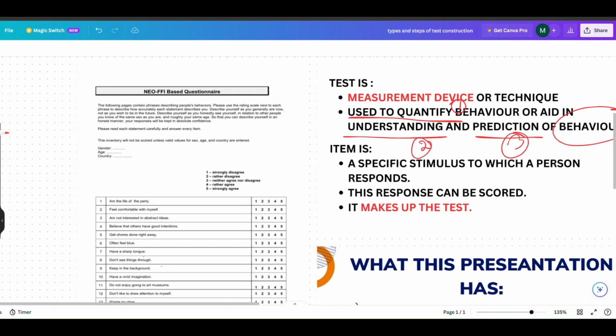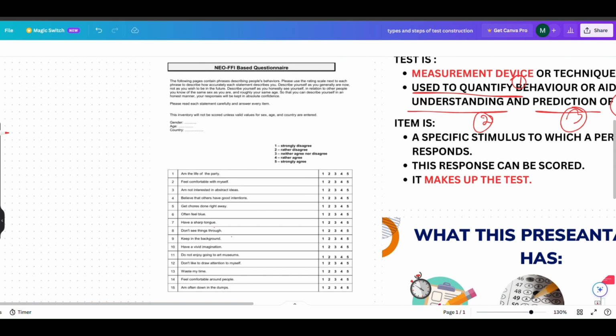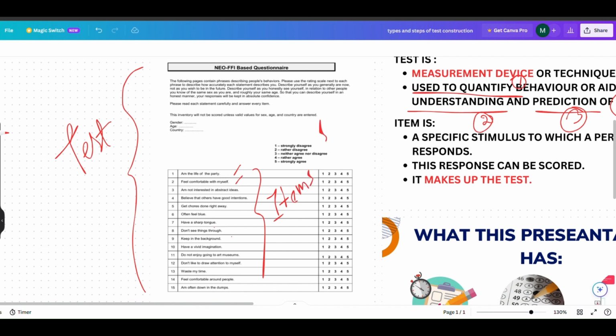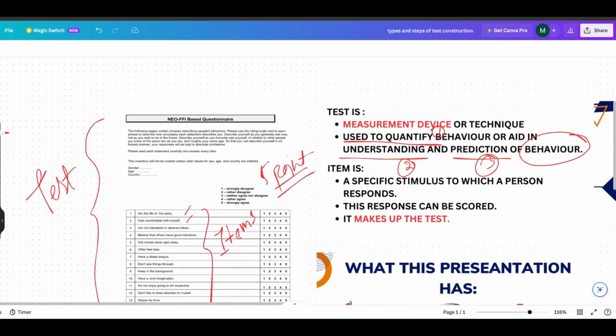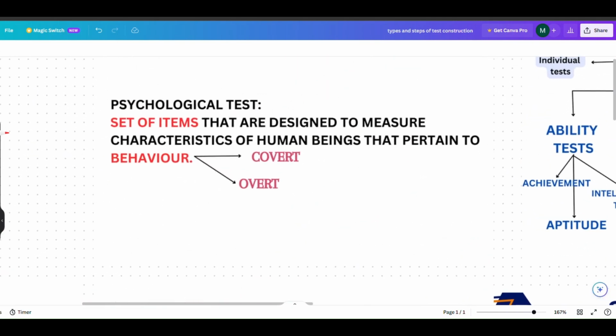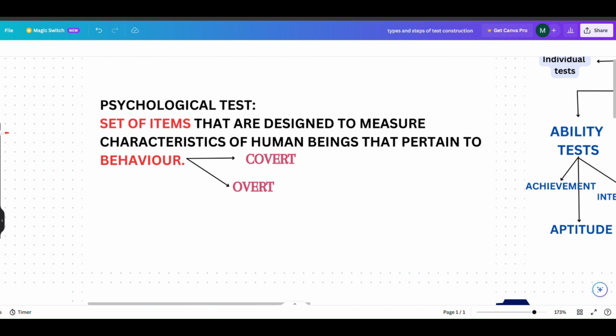We can take an example here. Here you can see it's a part of NEO-FFI. And so NEO-FFI questionnaire, this entire thing is a test. But you see these statements, I am the life of the party, feel comfortable with myself. These are your items. And there is a 5-point rating scale. This is how they are measuring it. Understood?